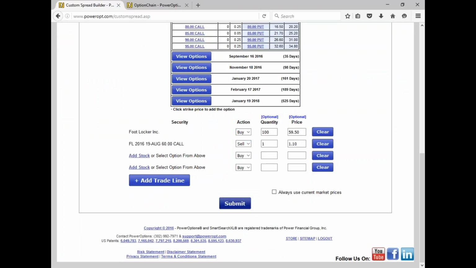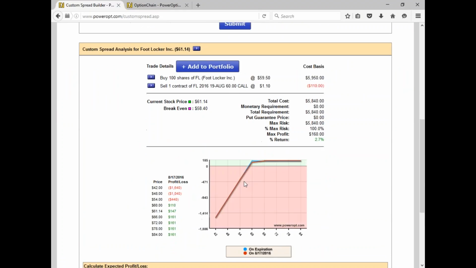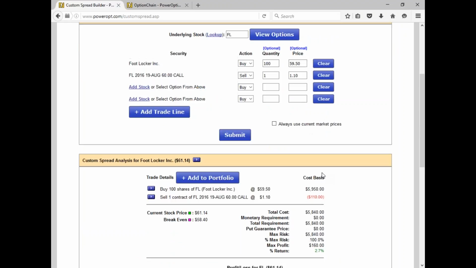Okay, and let's say we did this a week and a half ago or sometime within the last 5 days. Well, that's good, and right now the stock has moved up to 61.14. Okay, so why am I showing something that's already in the money? There's 3 approaches here that you want to consider, Timmy.